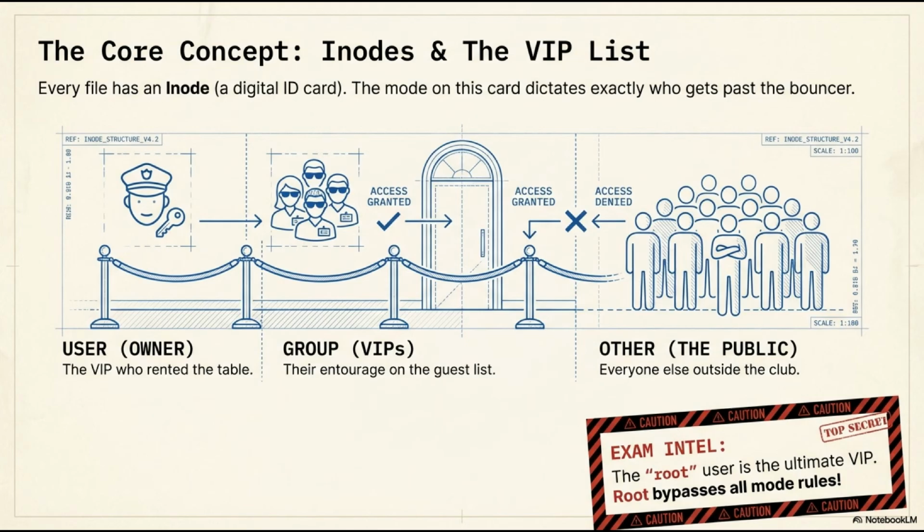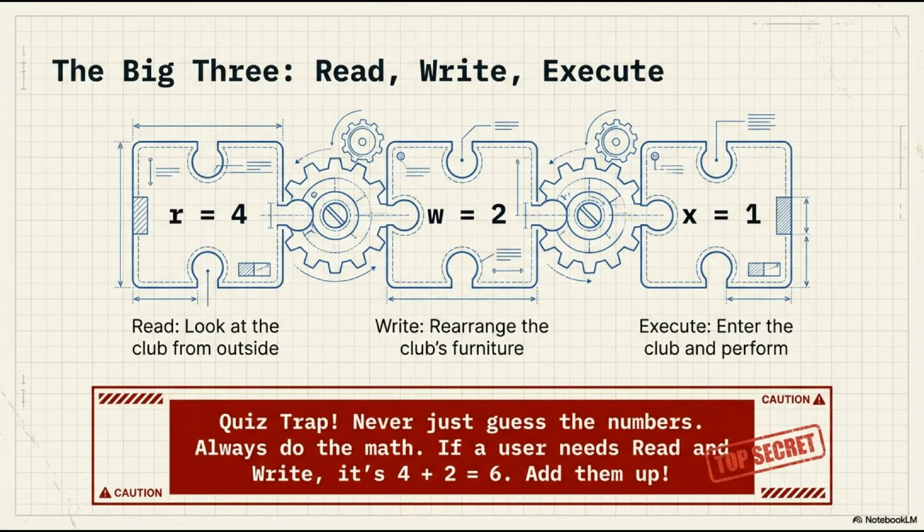All right, let's transition to slide 3, the big 3. Read, write, execute. These are the 3 basic permissions. Read is represented by the letter R and the numerical value of 4. Write is W with a value of 2. And execute is X with a value of 1.